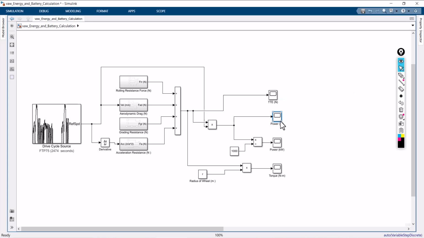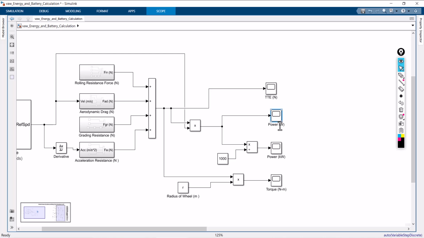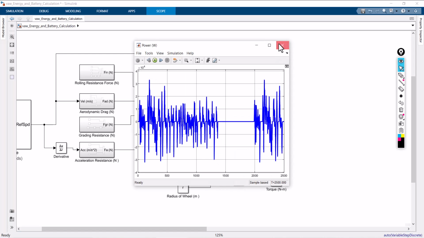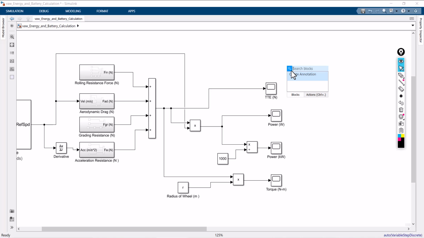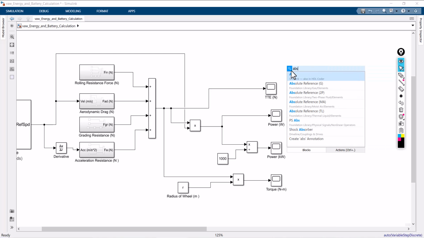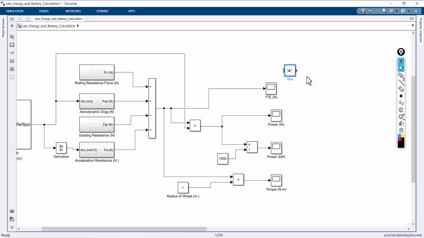Here I have watt. If you look at this, it's a power. Whatever the power value, it's going in a negative way, negative values. I don't want negative values while I'm calculating. So let me take the absolute value, ABS. This will give you only the positive value of power.